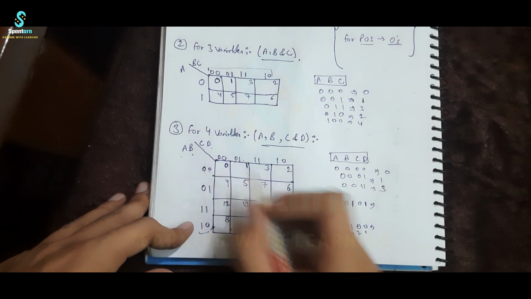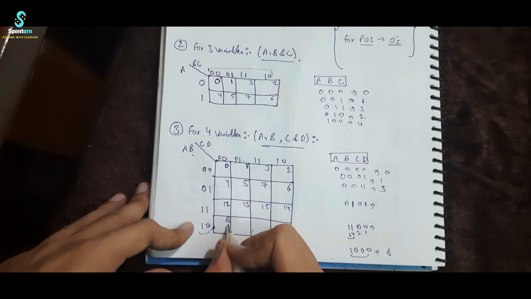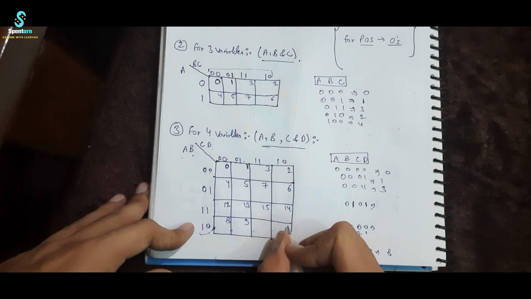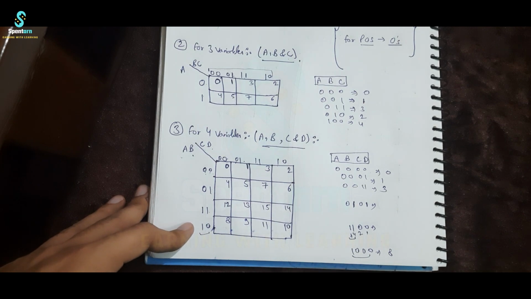Because for 1, 0 we will be taking 1, 0, 0, 0. That means 1, 0, 0, 0. What is the value of this cell? The value of this cell would be 8. So I have written 8 here. 9, similarly 10 and 11. So this is how I can represent the values of each cell.